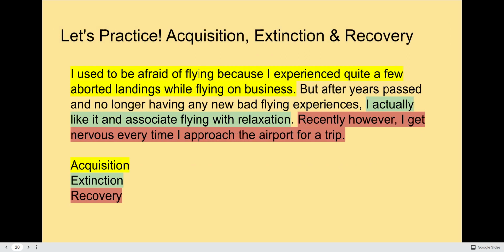Okay, so if we're back, there's the acquisition. I acquired my fear of flying because I had experienced quite a few aborted landings while flying on business. I started then to like it because I no longer was experiencing those aborted landings. That's extinction. And then recovery. When it comes to recovery, I'm telling you, recently I just started feeling nervous every time I approach the airport for a trip. So that's spontaneous recovery. So that's an example of acquisition, extinction, and recovery.